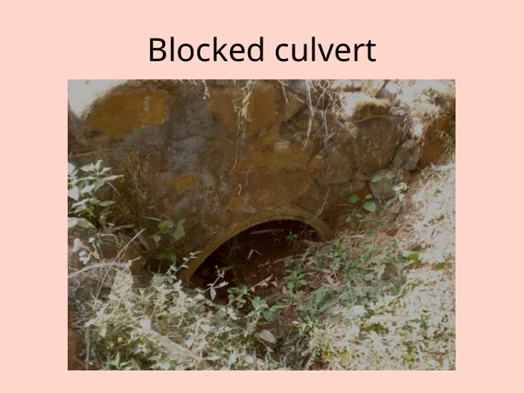Let's take a closer look at a blocked culvert. When a culvert becomes obstructed, it can cause significant issues in water flow. This blockage might be due to debris, sediment buildup, or even small animals getting trapped. The key point here is that a blocked culvert can lead to water pooling or flooding upstream, which can damage infrastructure and disrupt local ecosystems.